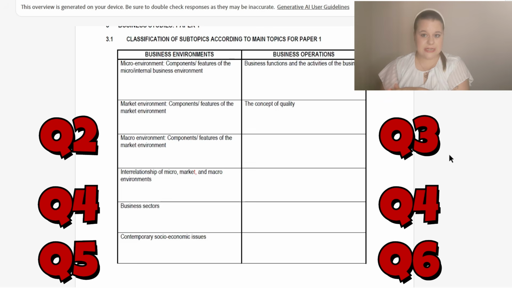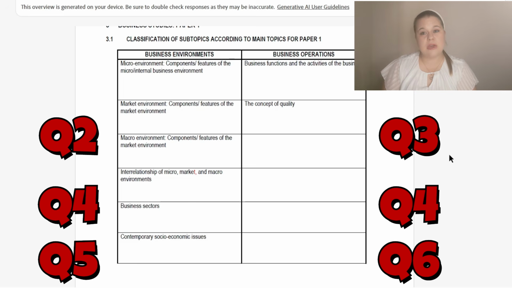Now, question 6. What is the essay for question 6? Well, it's either going to be business functions and activities or the concept of quality. Those are your choices in that essay specifically. Can they do for the 4 bullets 2 from one chapter and 2 from another chapter? Of course they can. Typically they don't, but they can. It's a strange thing, but I've seen it before.